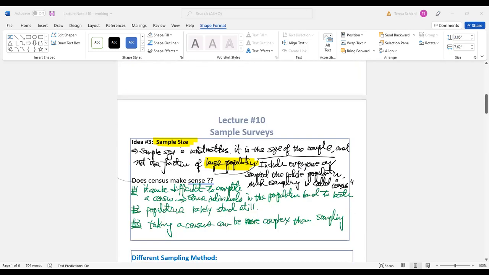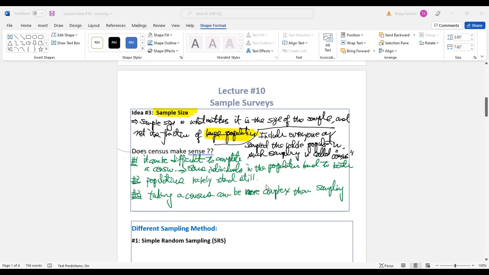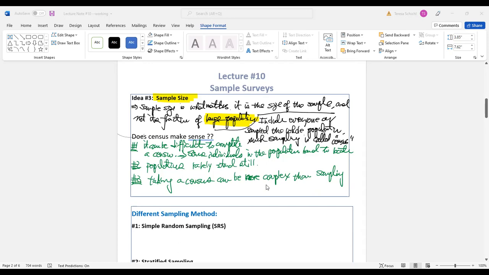The next one is the sample size. The sample size is the number of units you sampled. It's not a percentage of the total population, because sometimes the population is so big. But if your sampling method is good, you will get good information. In general, the larger the sample size gives you more accurate information, but the larger the sample size also costs more.